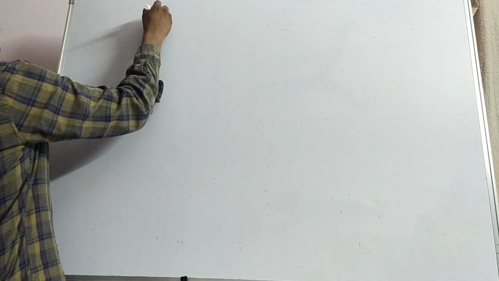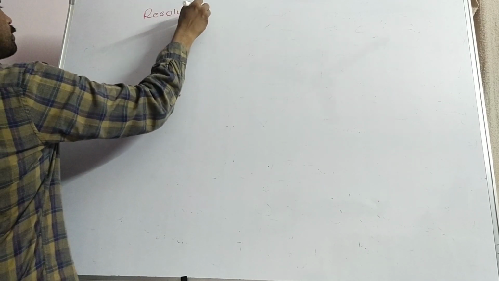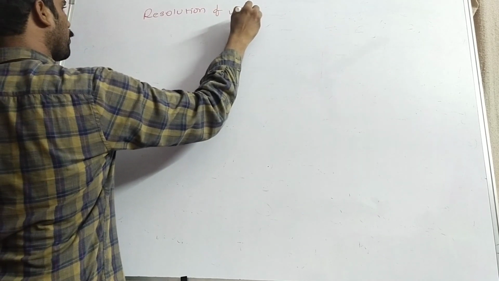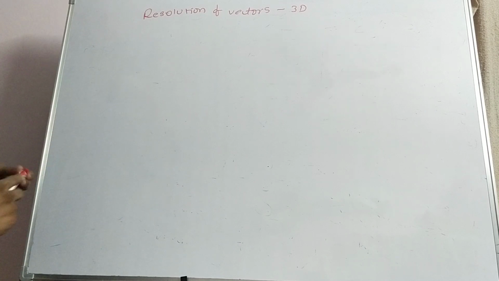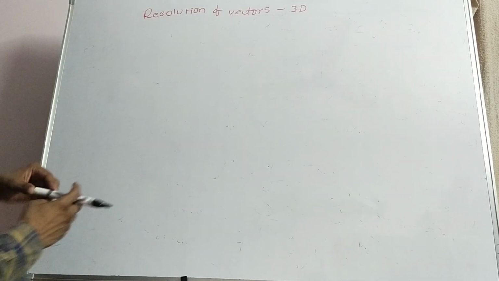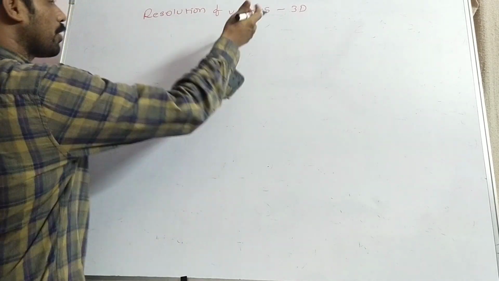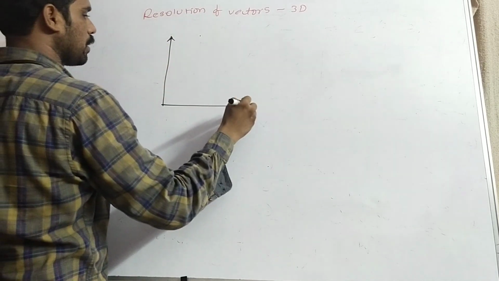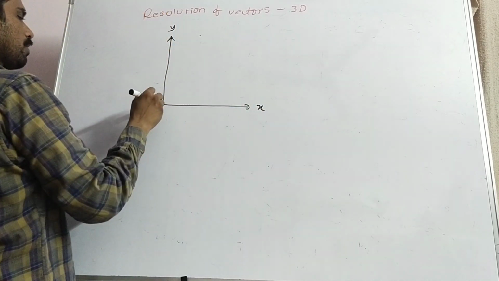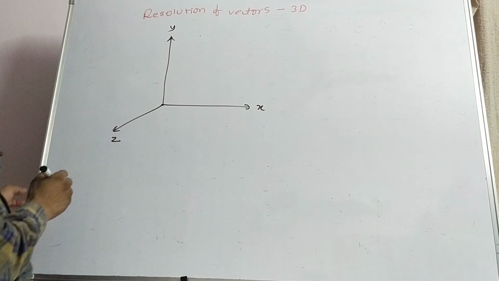Next, resolution of vectors, direction cosines. Resolution of vectors in 3D. Previously we discussed rectangular components in 2 dimensions. Now here we have 3D. That means x-axis, y-axis and z-axis. X, y and z-axis we have to consider.